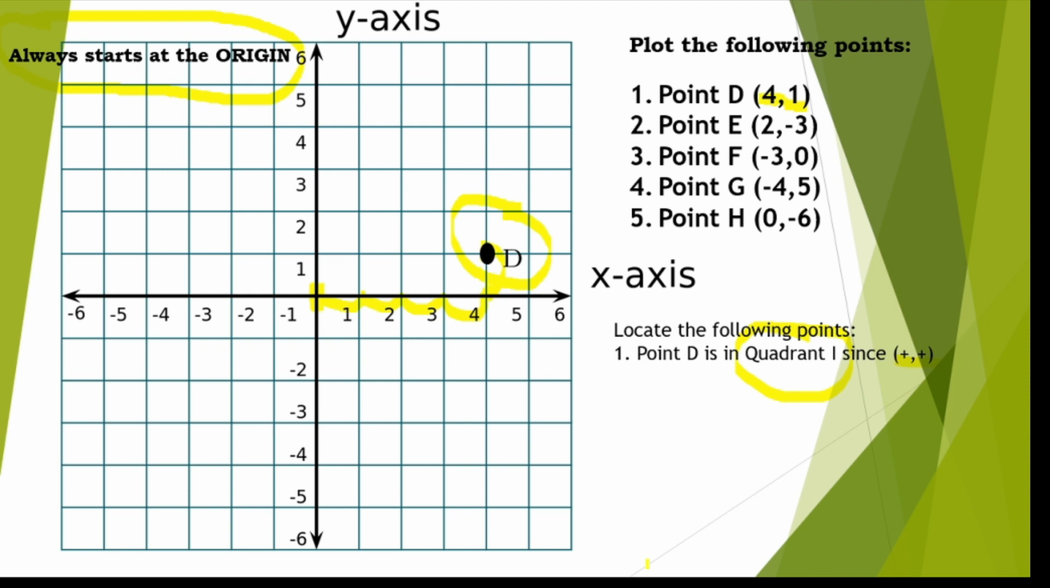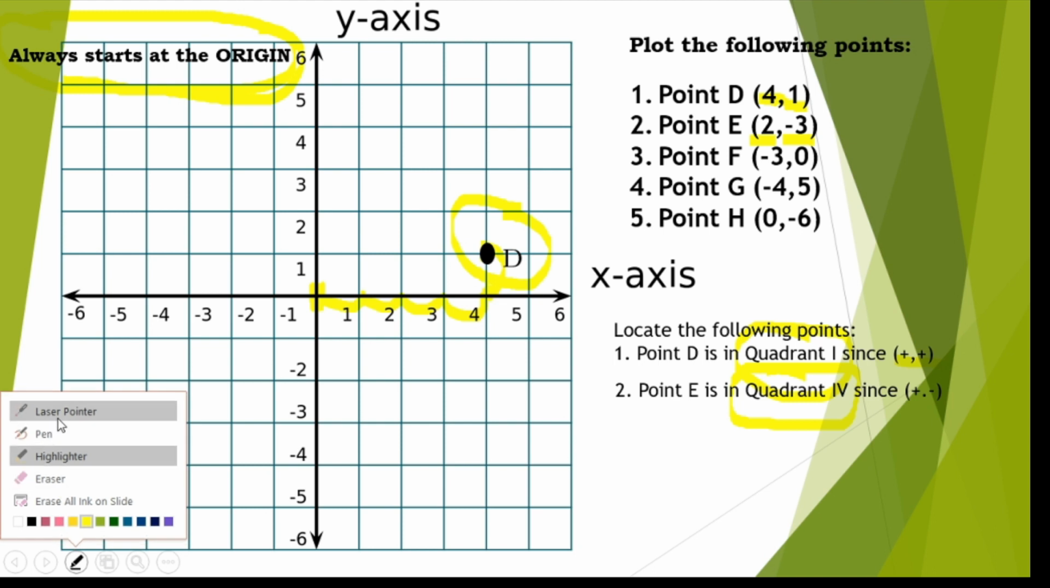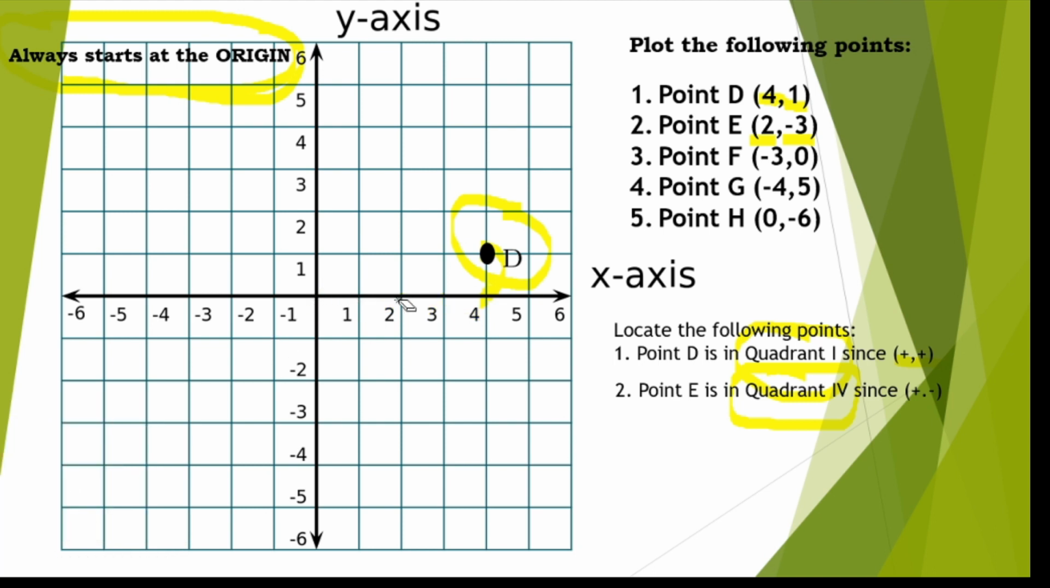Next, number 2, point E, which is 2, negative 3. Where can we locate point E? Very good. We can locate point E on quadrant 4 since the signs are positive and negative. So, let us start to plot. Again, we have here a reminder. We are going to start at the origin. So, let us just erase here.